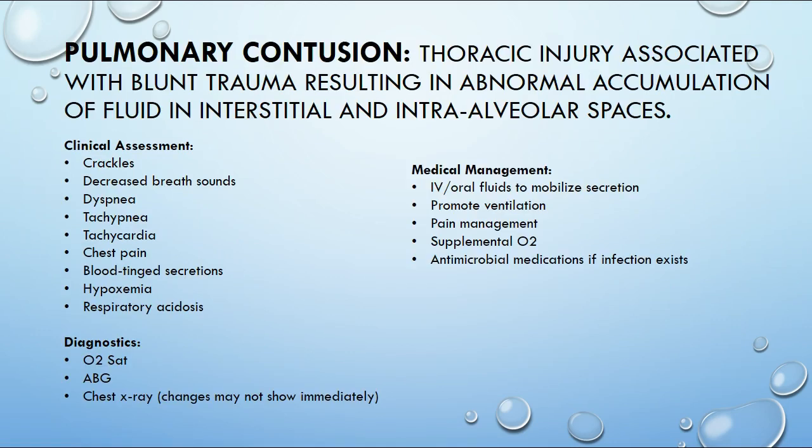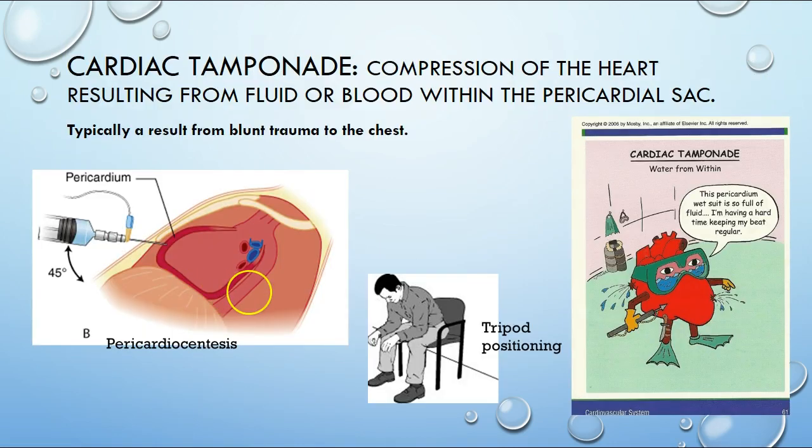Contusion is basically an injury from blunt trauma that results in abnormal accumulation of fluid in the interstitial and intra-alveolar spaces. Cardiac tamponade, we talked about this back in the cardiac unit. This is compression of the heart resulting from fluid or blood within the pericardial sac. And again, what you're going to notice is that putting a patient in a tripod position will help relieve some of that pressure.